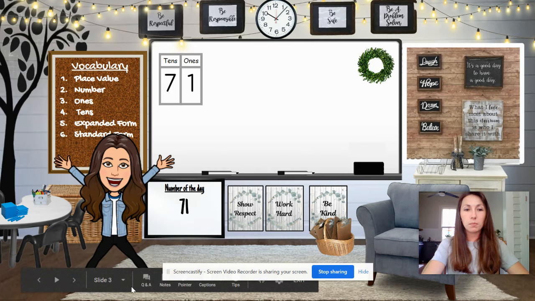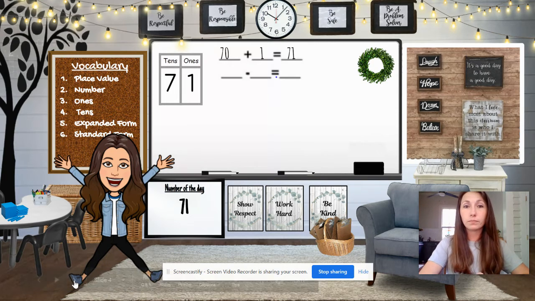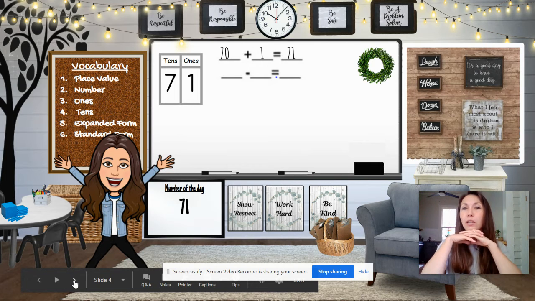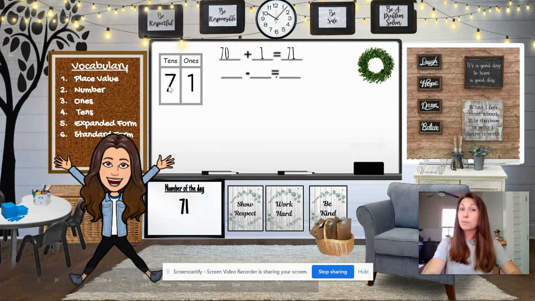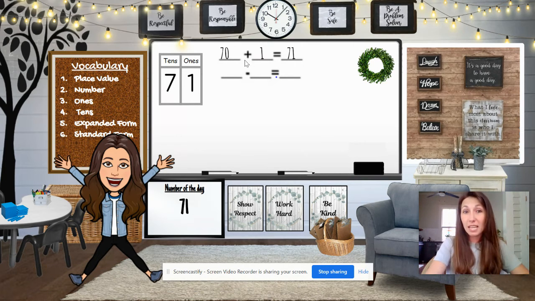Okay, so let's keep going. Let's see, what other way can we show 71? Now look at that number sentence at the top. We used expanded form. Now, expanded form, like I said, you take that whole number and you stretch it out. So you have 70, because 7 doesn't mean 7, it's in the tens place. 7 means 70. So you have 70 plus your ones equals your whole number. So 70 plus 1 equals 71.